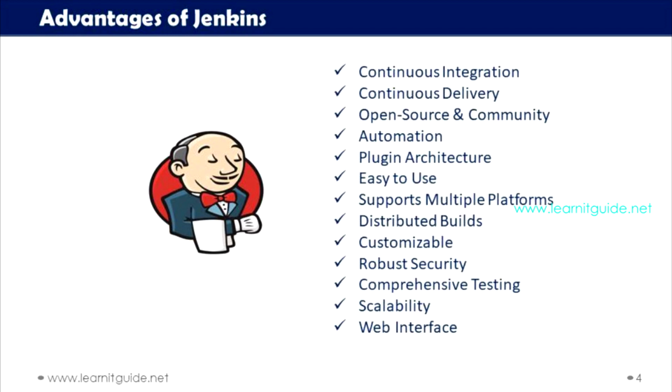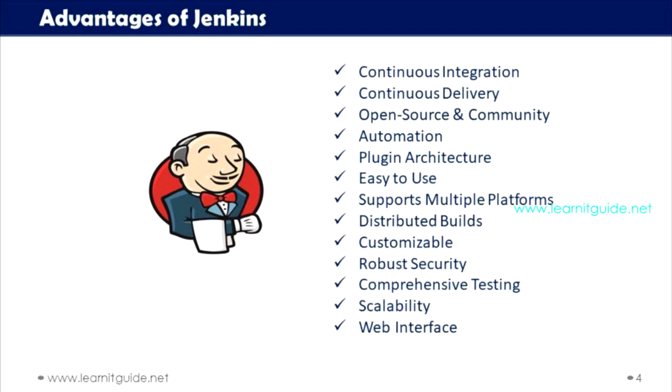And continuous delivery. In addition to continuous integration, Jenkins can be extended to support continuous delivery, that is CD. CD involves automating the deployment of code changes to various environments such as development, staging and production in a consistent and reliable manner. The next one is open source and community. Jenkins is an open source project with a strong community of contributors and users, and this community continuously develops and maintains plugins and extensions, offering support through forums, documentation and third-party resources.